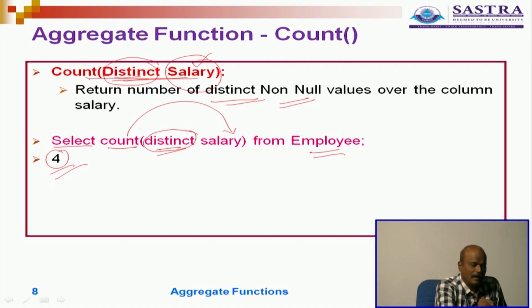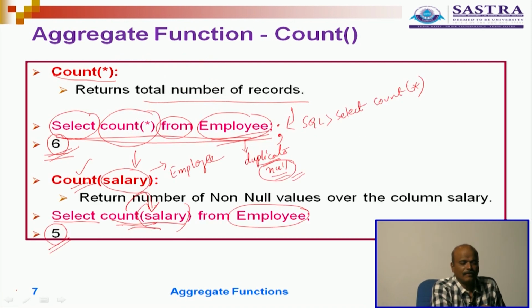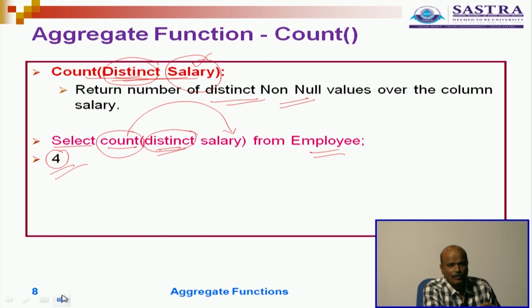So I have demonstrated how to use this count function in 3 different ways. The first option is, to retrieve the total number of records from a given table including the duplicate and null values, you can use the first version. If I want to retain the duplicate values but exclude the null values, you can go for this second version. In the third version, I want to remove the null values as well as the duplicate values. You can use this third version.